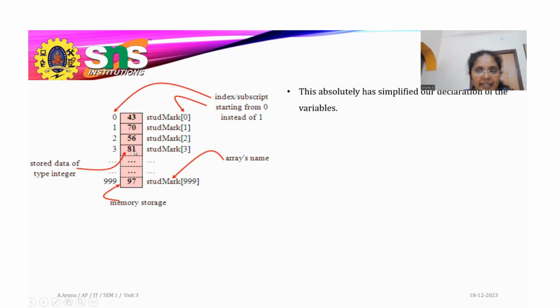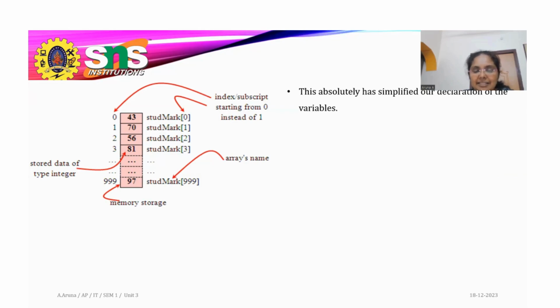So if we want to identify student mark of 0, what is the mark for the first student? It is 43. If I want to identify student mark of 3, the mark is 81. What is the last student mark? That is 97. So by using the array name and its size, we can identify what mark is stored in that memory location.